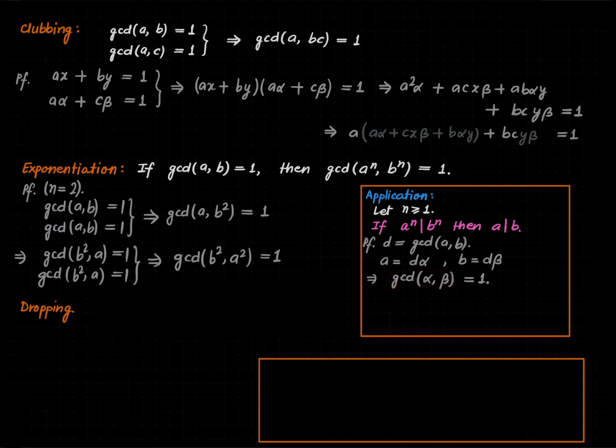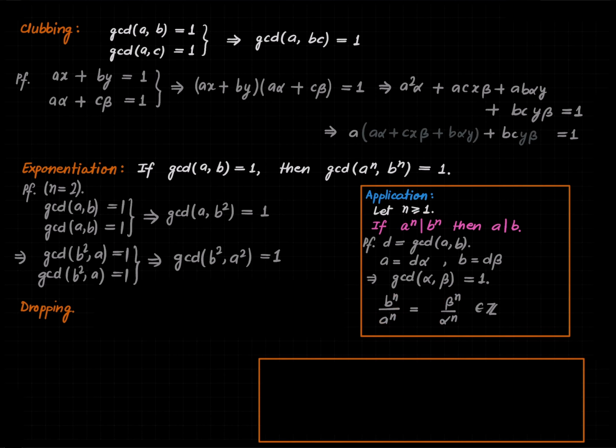And now, B to the power n divided by A to the power n is what? This is beta to the power n divided by alpha to the power n, because the power of D cancels out. But if alpha and beta are relatively prime, then by the exponentiation property, beta power n and alpha power n are also relatively prime. But this is an integer. This is an integer, correct? This just means that this is an integer and hence this is an integer.